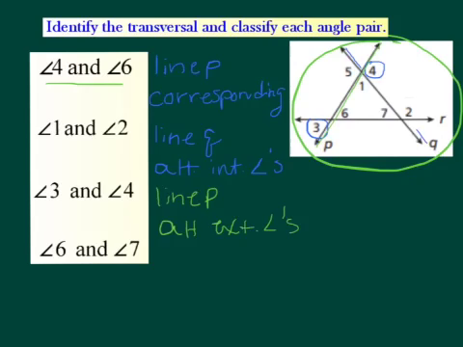And then finally, let's look at angles 6 and 7. Angle 6 is here and angle 7 is here. The transversal is line R. And those two angles are on the same side of the transversal inside lines P and Q. So they are going to be same side interior angles.